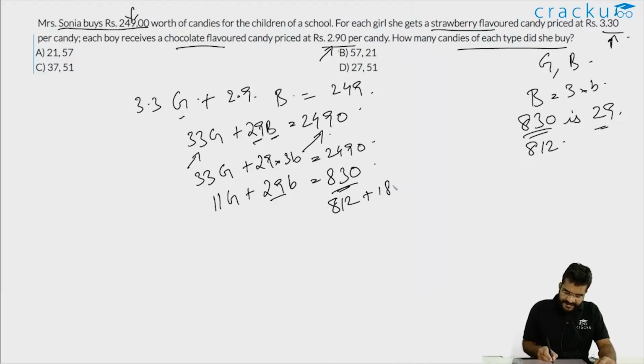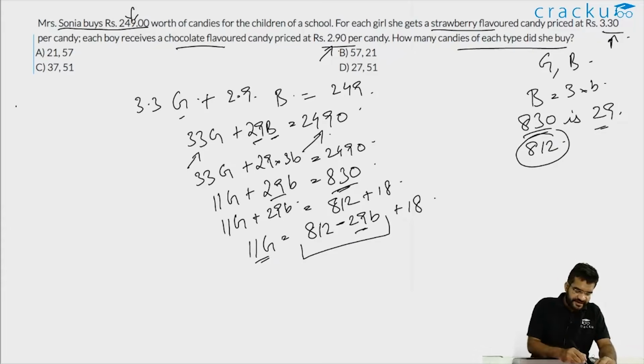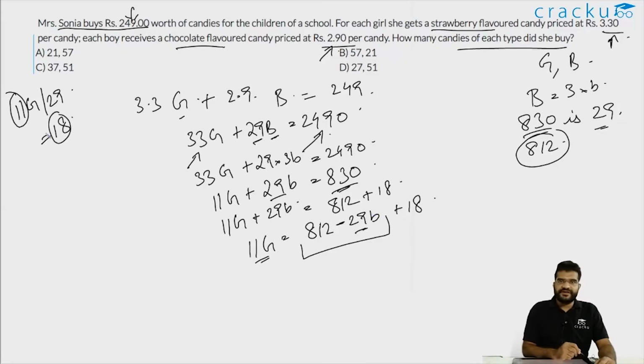812 plus 18. This is equal to 11g plus 29 small b, or 11g is equal to 812 minus 29b plus 18. The reason we wrote that was because 812 minus 29b will be a multiple of 29, because 812 is a multiple of 29 and 29b is also a multiple of 29. Therefore, when 11g is divided by 29, the remainder has to be 18. That we can infer. Now if you look at it closely, 11 plus 18 is equal to 29.